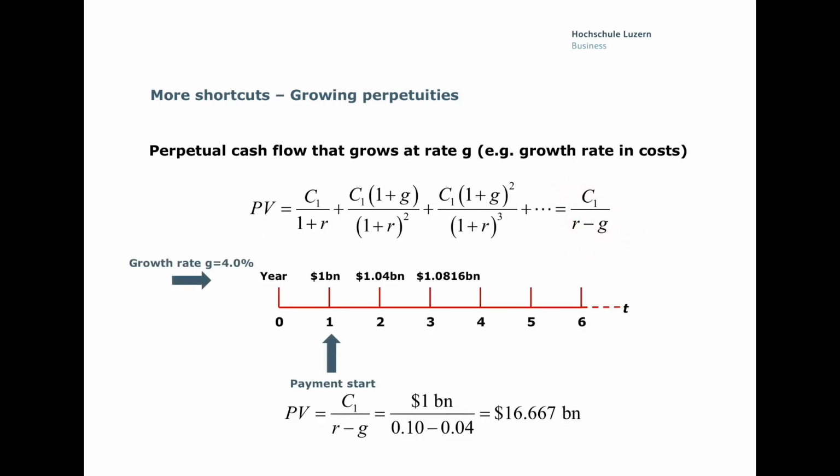For a cash flow of $1 billion that grows at the rate of 4% every period, it follows that the present value of this growing perpetuity is $16.667 billion.